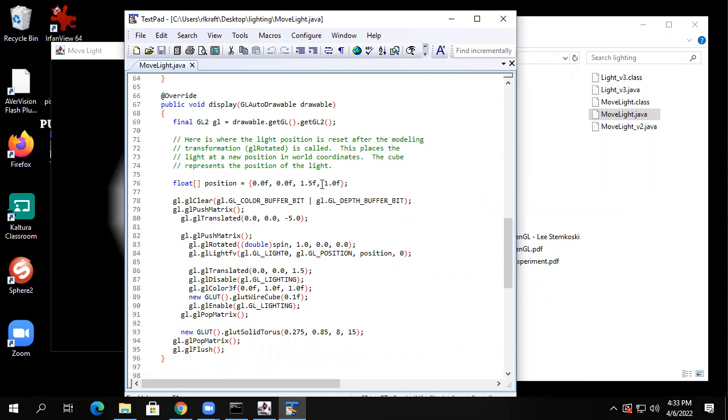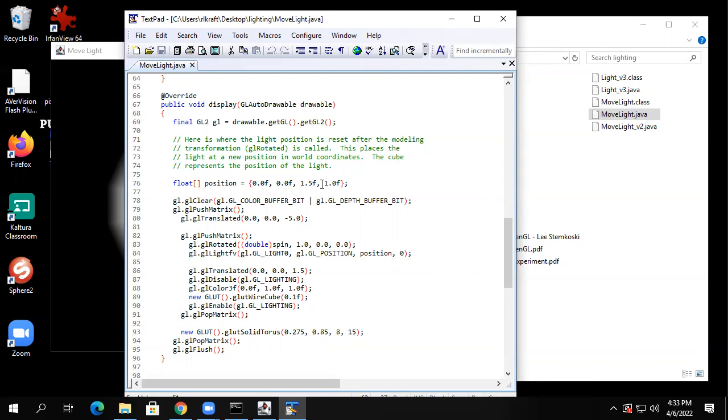Notice that then he does a push. Save the matrix, do a rotation, then do the light. This rotation affects the light, because then you pop. All this is just lighting stuff. Well, actually, no. This rotation affects the light and the cube. See, the cube is acting as the light. So this rotation moves where the light is.